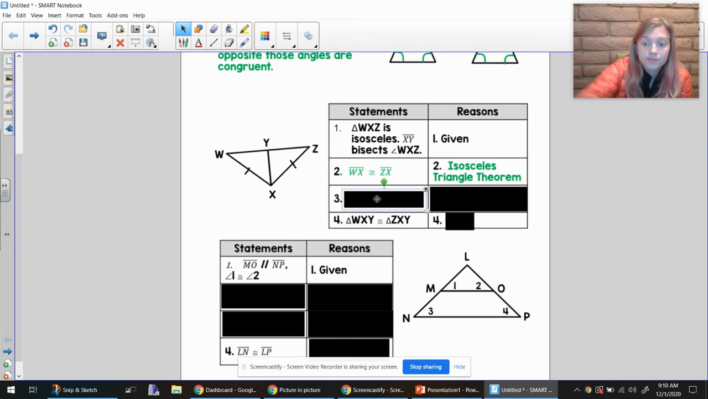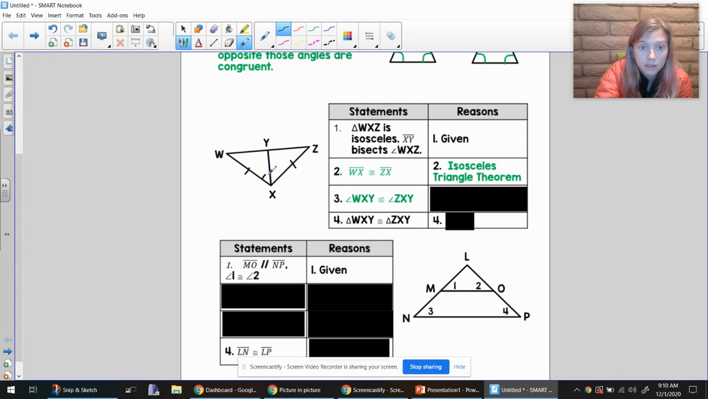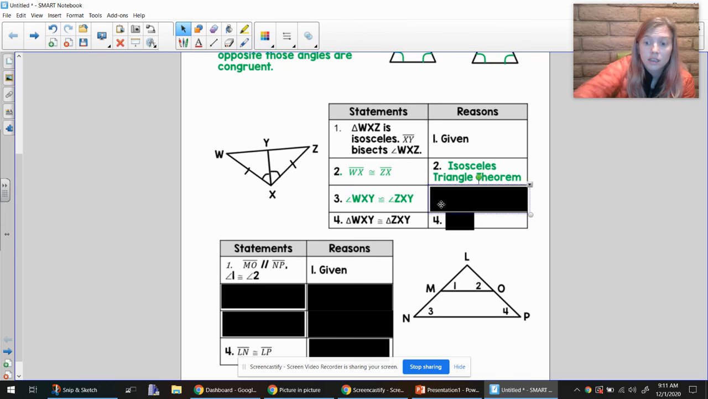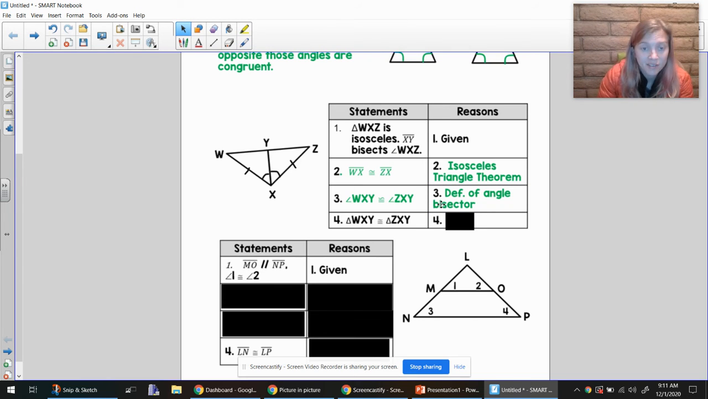Next, we know that angle WXY is congruent to angle ZXY. This is because of the definition of an angle bisector. So it says XY bisects WXZ, so that means these two angles are congruent. I would also add another line that says XY is equal to XY because of the reflexive property.